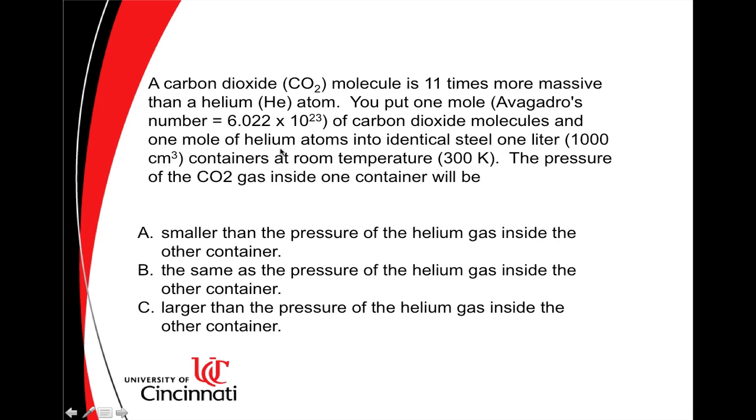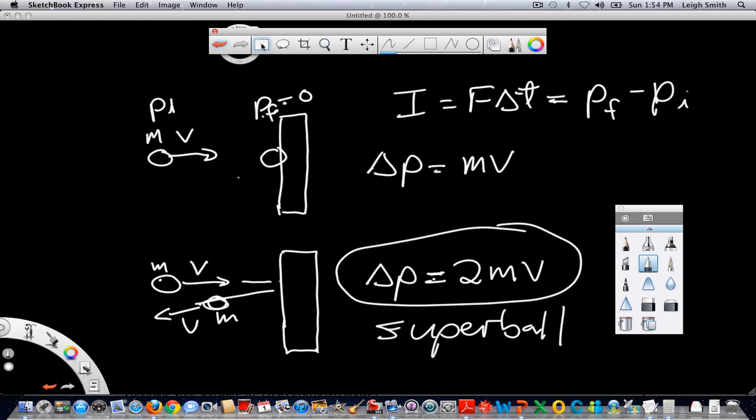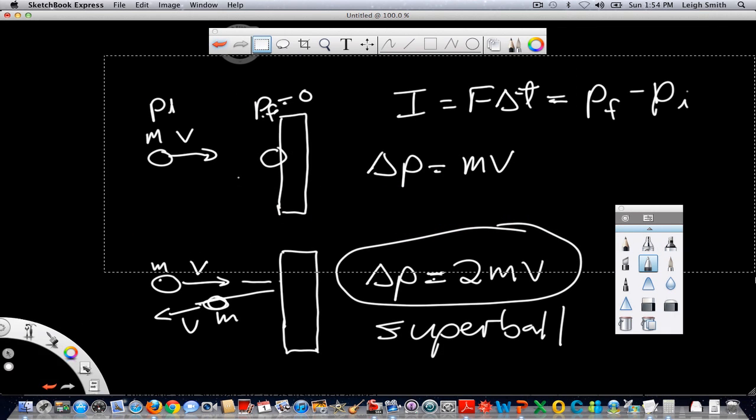Now, the second one is a carbon dioxide molecule is 11 times more massive than the helium atom. If you put 1 mole, Avogadro's number, of carbon dioxide molecules and 1 mole of helium atoms into identical steel 1 liter, 1,000 cubic centimeter containers at room temperature, 300 Kelvin, the pressure of the CO2 gas inside the one container will be either smaller or the same or larger. And this is basically getting back to what the ideal gas law really tells you.